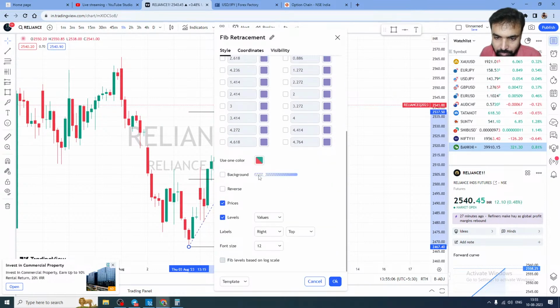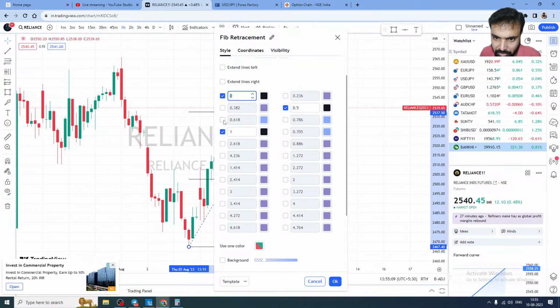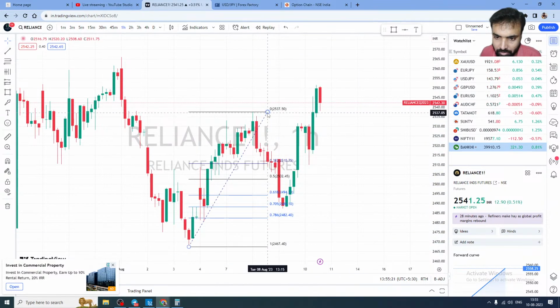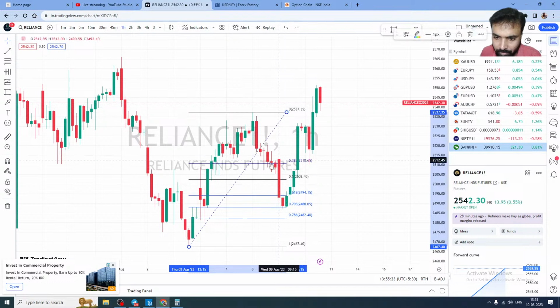Okay, let's put some standard Fibonacci levels: 0.618, 0.786, 0.705, and 0.382. Okay, these are standard Fibonacci levels. So now you can see the price exactly touched here at the 70% level and went above. Okay, this is swing low to swing high, right?